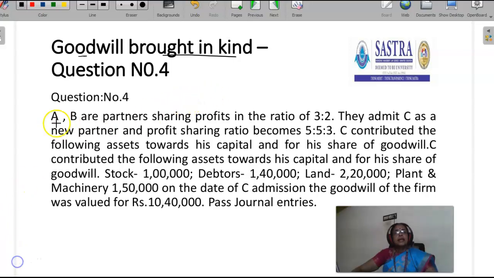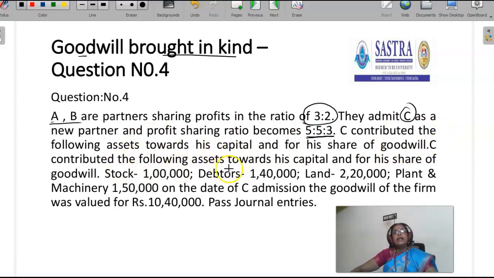Let's see. A and B are partners sharing profit and losses in the ratio of 3:2. They admit C as a new partner and the profit sharing ratio becomes 5:5:3. This is the new ratio and this is the old ratio. C is a new partner. C contributed the following assets towards his capital and for his share of goodwill.